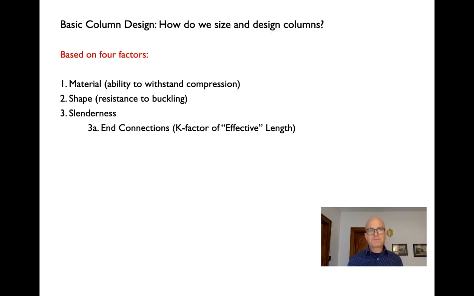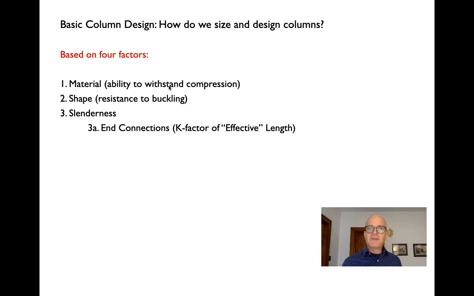So knowing this, knowing that columns can fail by crushing or more commonly by buckling, we have a couple of things that we can play with to make for strong columns, to make for columns that will resist both kinds of failure. The material, not only the ability to withstand compression, but I would also add the ability to withstand bending, right? So steel is a good one, very, very high modulus of elasticity.